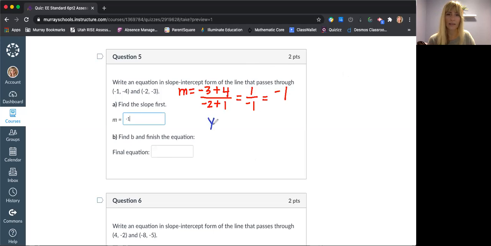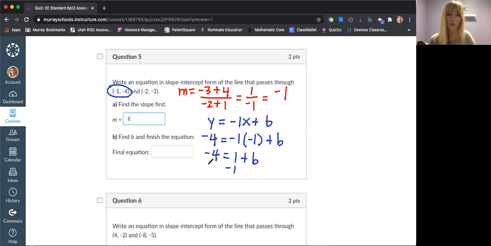So now I take that slope and plug it in to start off my equation. I pick one of these ordered pairs. They're all negative, so one is not necessarily easier than another. Plug in y, plug in x. Be careful with your signs here. Negative 1 times negative 1 is positive 1. Subtract 1 from both sides and we get negative 5 equals b.